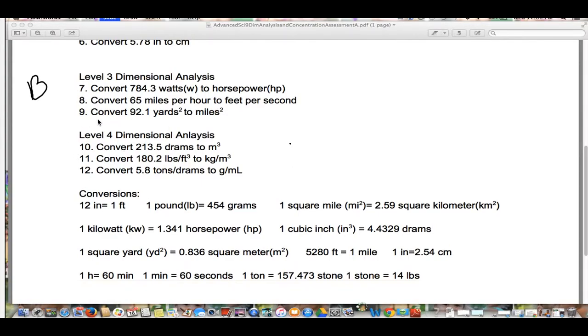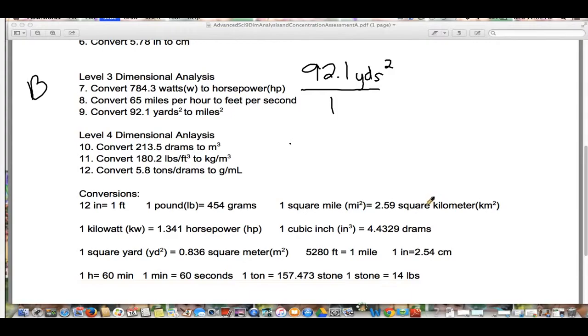All right? We're going to go ahead and skip down here to number 9 now. So I've got 92.1 yards squared. I'm going to place that over 1. We're going to try to get to miles squared. So let's go down here and see what we have. We have squared yard to squared meter. Okay. We have feet to mile. Let's see, what else do we have squared? We have square mile to squared kilometer.